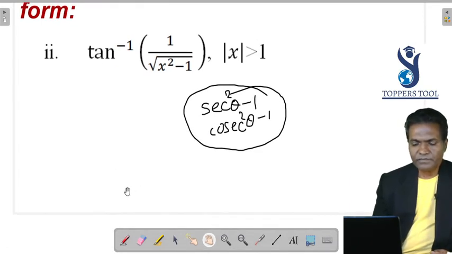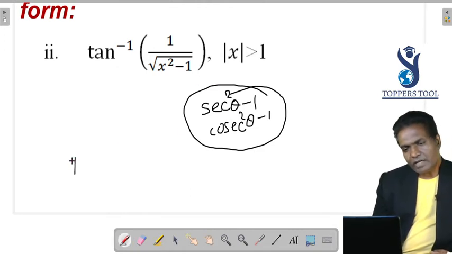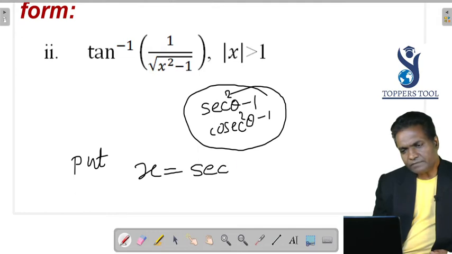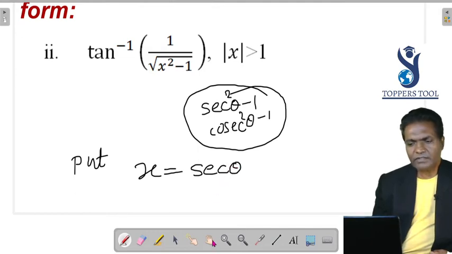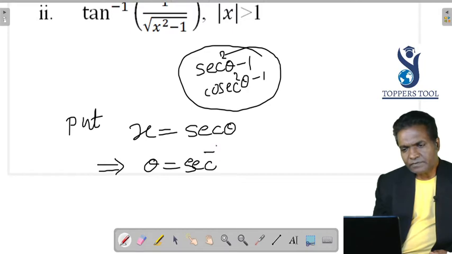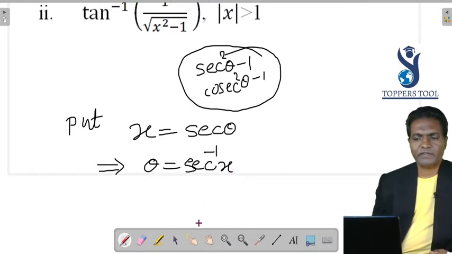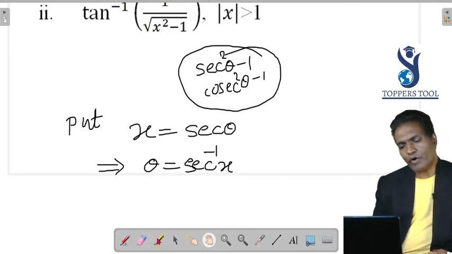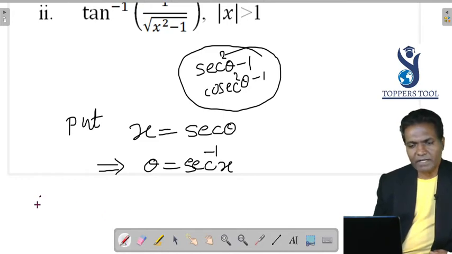So you have to put one of these. Both are allowed. So let us put x is equals to sec theta. So this implies theta is equals to sec inverse of x. So therefore given becomes what?